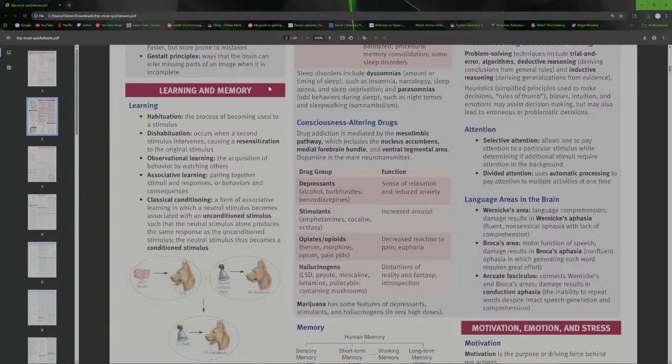And then there is associative learning, which is basically pairing stimuli with responses, or behaviors and consequences, aka classical conditioning and operant conditioning. So classical conditioning is the idea where we have a neutral stimulus which becomes associated with an unconditioned stimulus, and then it can become a conditioned stimulus of another response.